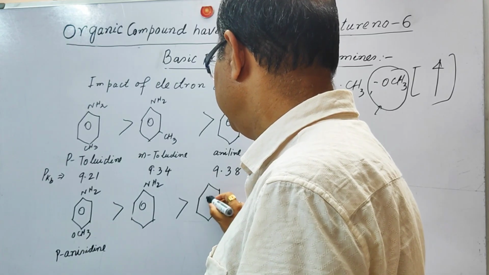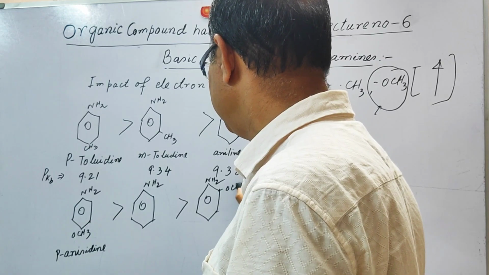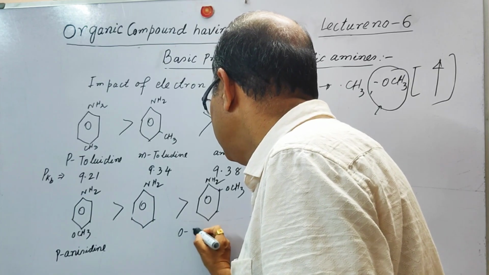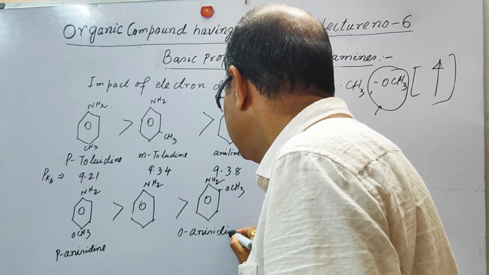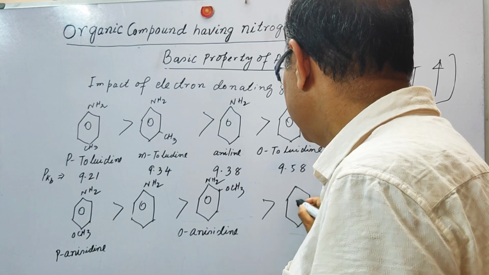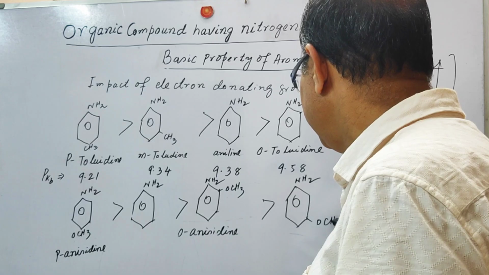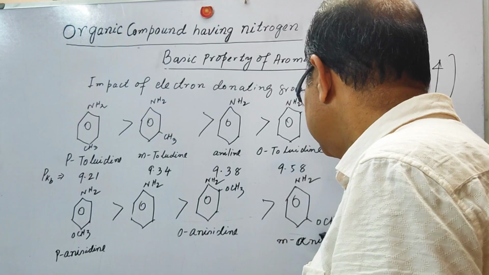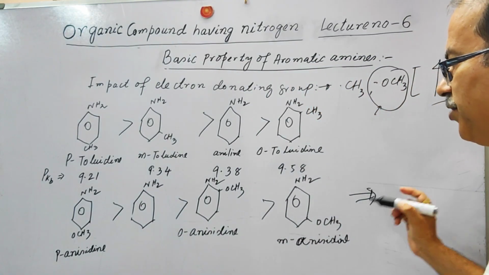The next basic strength will come to the ortho OCH3 group. It is ortho-anisidine. Then it will come, it is a very interesting thing to know, at this meta-anisidine. So you can see meta-anisidine having the lowest basic property.